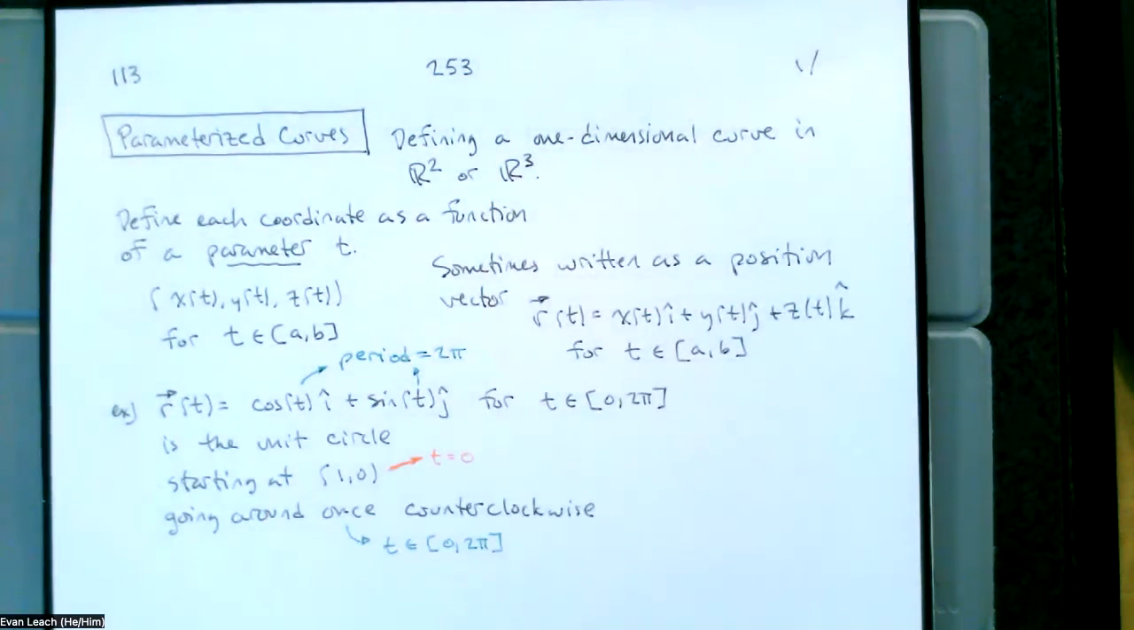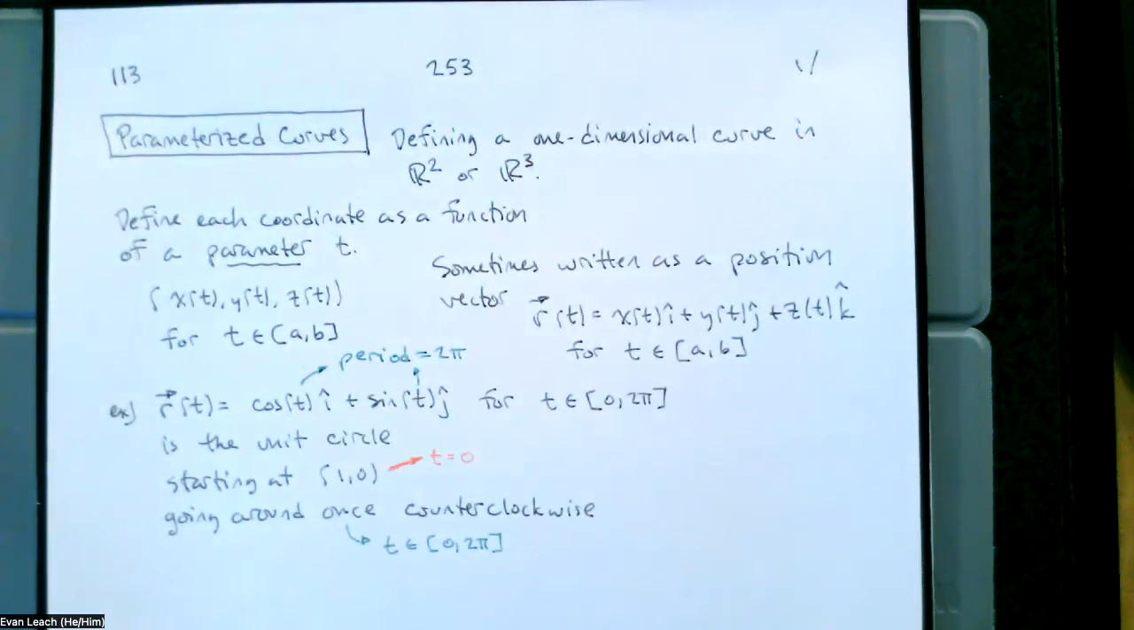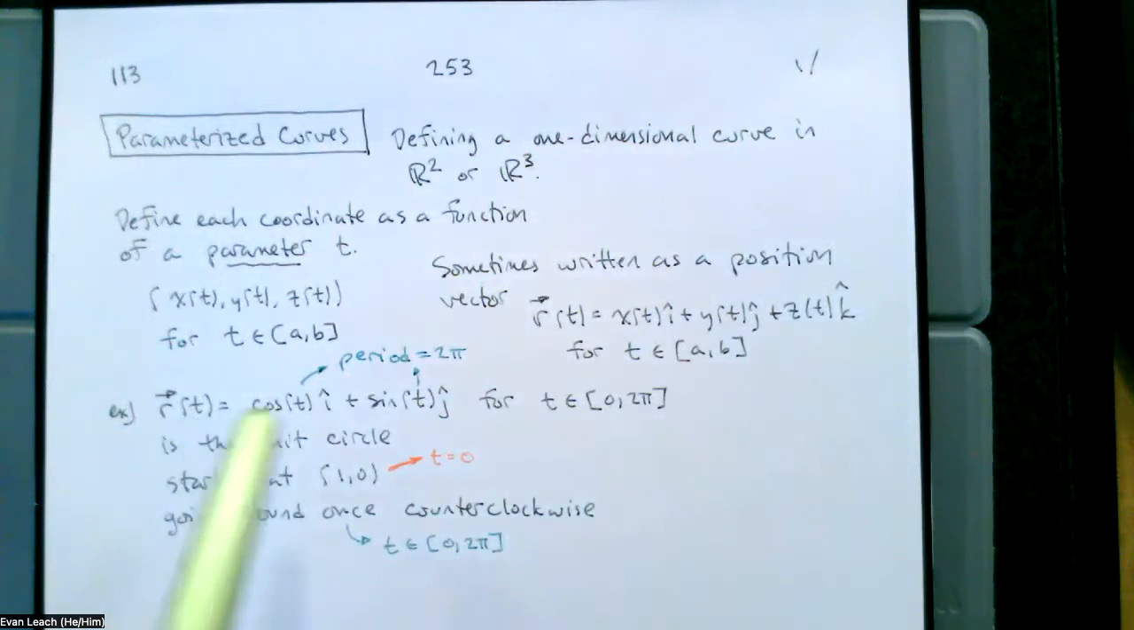The going around once part is less about using t from 0 to 2 pi and more about the fact that t goes from 0 to 2 pi and the period of our two coordinate functions is also 2 pi. That's what's making us go around once.